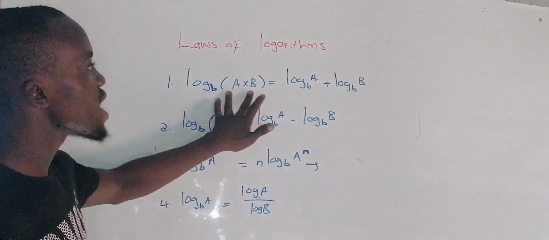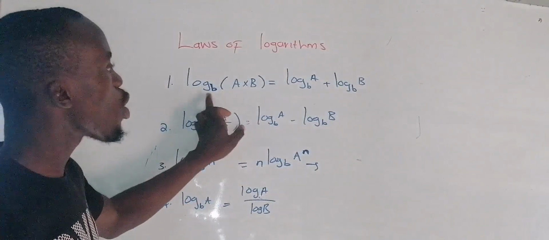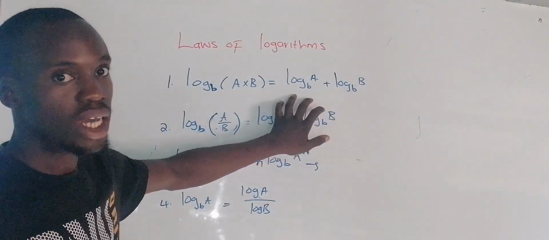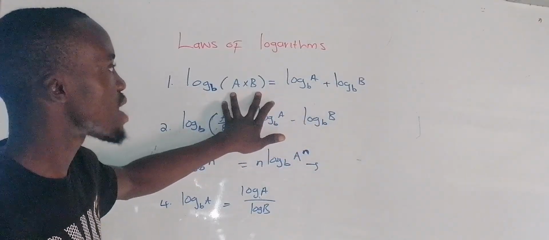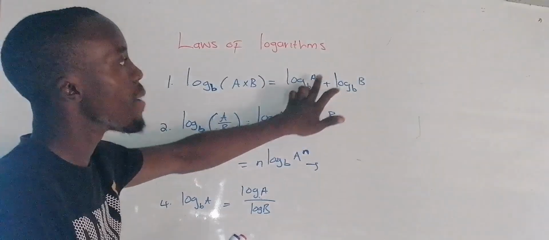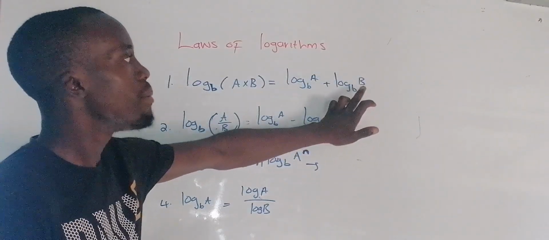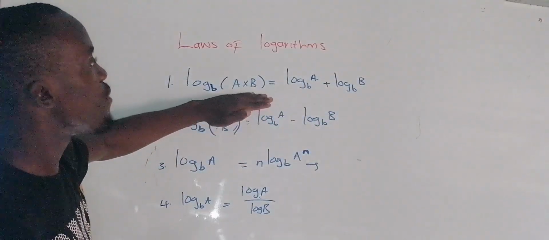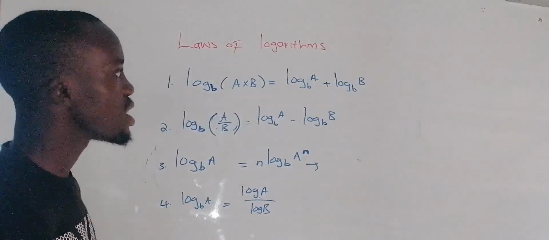You can see that the exponents are being multiplied to each other, meaning that the log of a product equals the sum of the logarithms. I don't know if you understand that. So here we're just simplifying what is inside the bracket, meaning that log A base B plus log B base B. This is equivalent to the original way of writing the law.